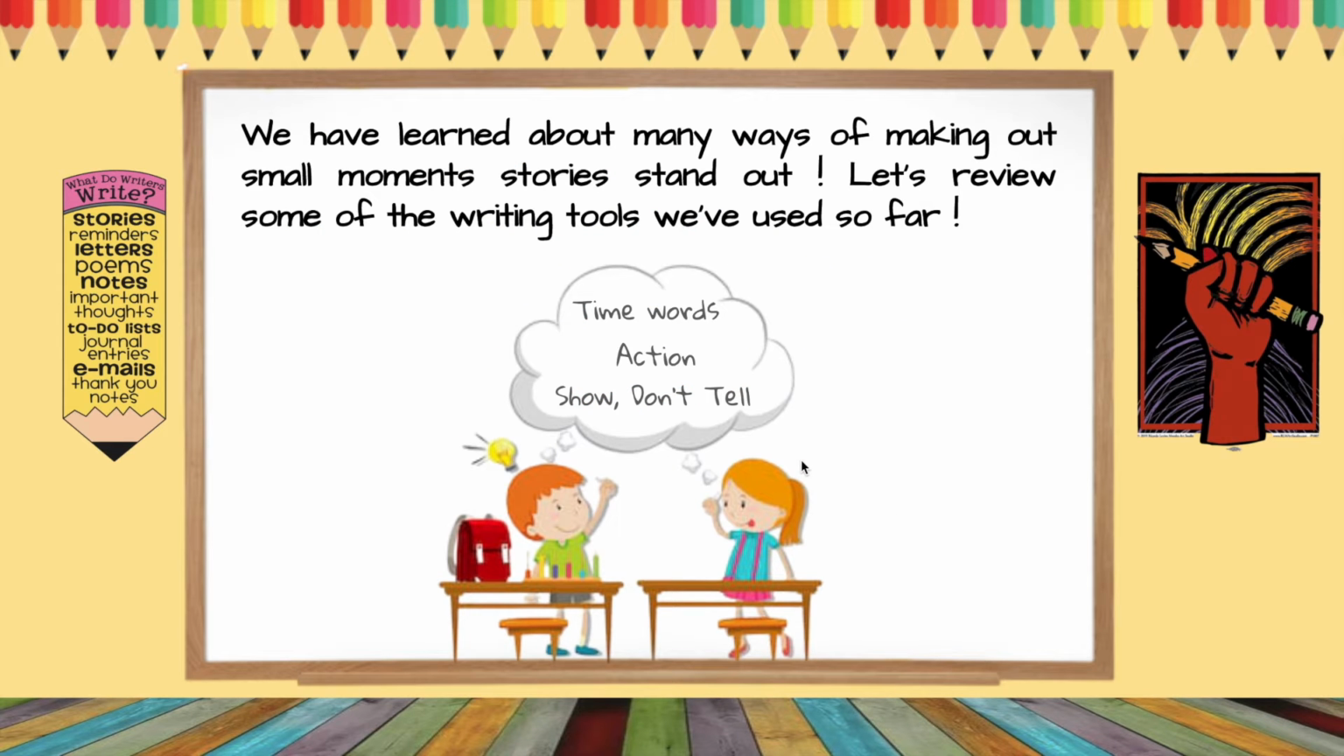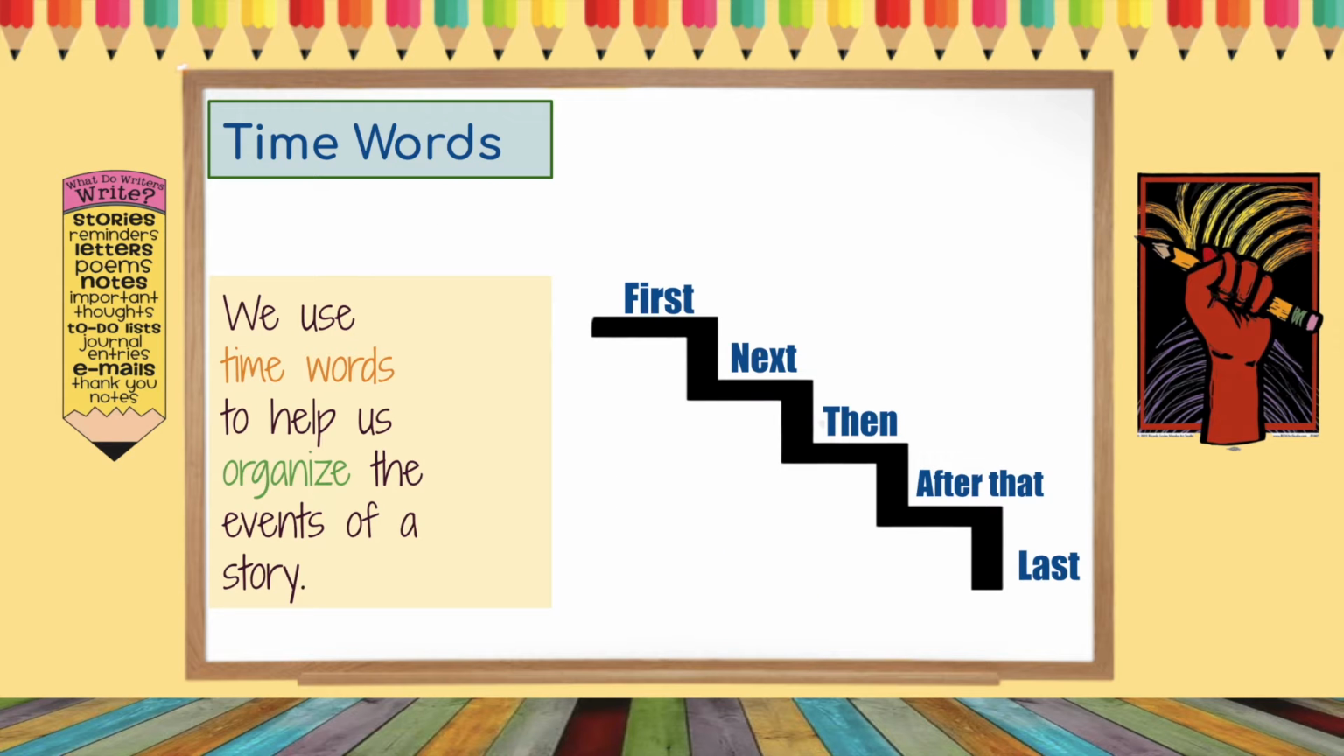So, we have learned about many ways of making our small moment stories stand out. Let's review some of the writing tools we've used so far. First, friends, we all know about using our time words. It is very important that in our small moment story, we remember to use our time words because they help us to organize the events of our story. Our time words are first, next, then, after that, and last.